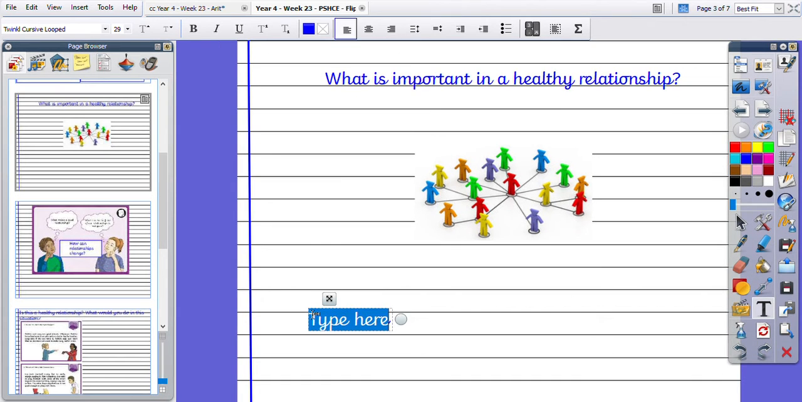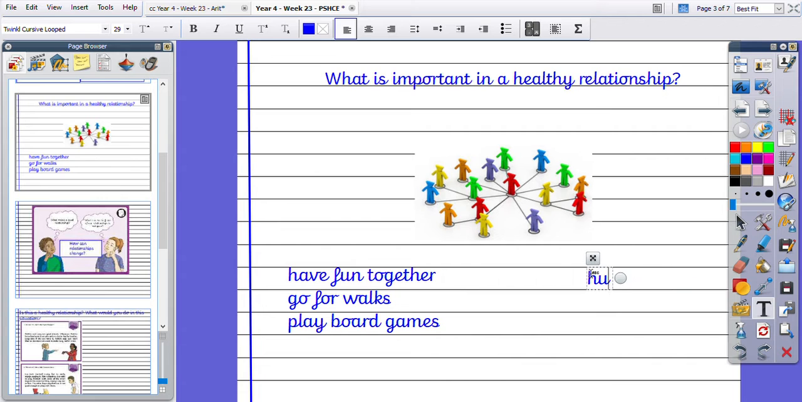So, for example, with my children, we like to have fun together. So we might go for walks, we might play board games. Okay, and another thing is really important to have lots of hugs in our family. So if we are upset, we like to hug. Okay, another important part in a relationship might be showing respect, which is something we talked about yesterday.